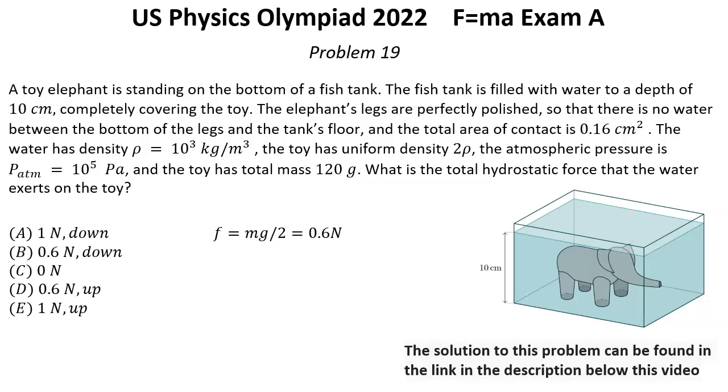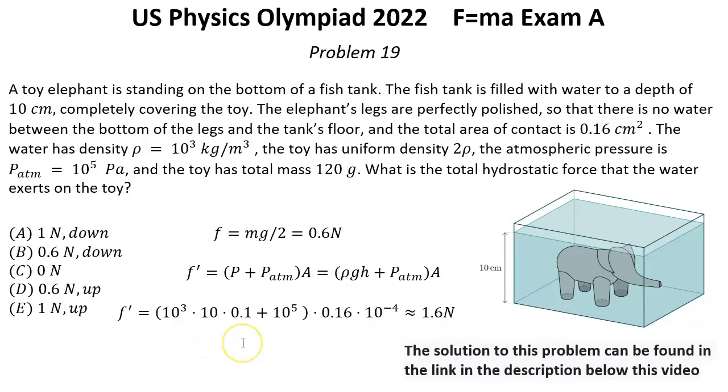However, since the elephant's legs perfectly contact the floor, they experience no upward hydrostatic pressure. Therefore, we should subtract an upward force F′ equal to (P plus P atmosphere) multiplied by contact area A, which is (ρgh plus P atmosphere) multiplied by A. Now let's count this. That will be this expression, which is approximately equal to 1.6 newtons.